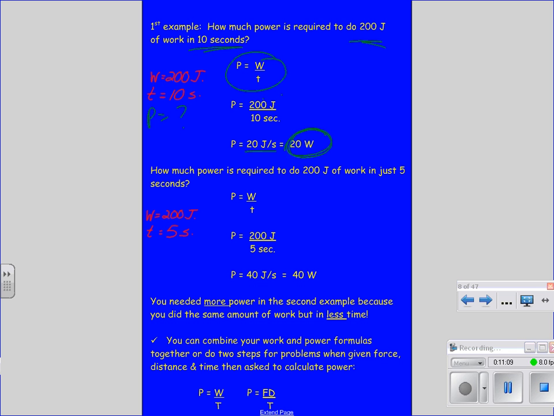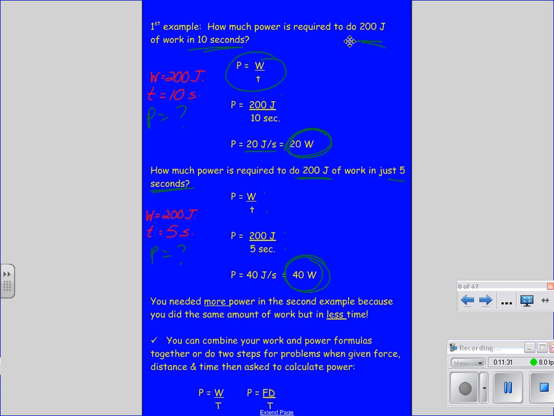All right. Next one, how much power is required to do 200 joules of work in just 5 seconds? So you can see they're doing the same amount of work. This one's doing it in less seconds. So the power is higher. All right. Power is work divided by time, you plug in your numbers and units. So like I said, you needed more power in the second example because you did the same amount of work but in less time.